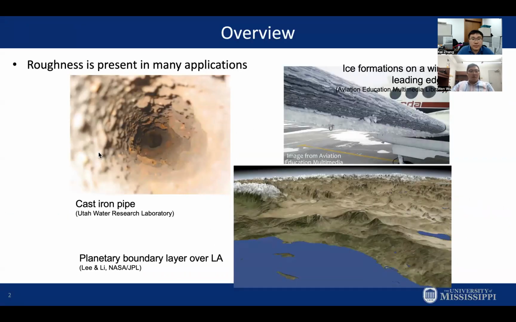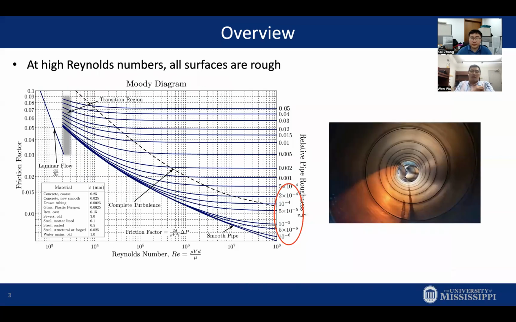For those of you who are not familiar with roughness, one important thing is that it's everywhere in our daily life. Here I listed only a few examples encountered in engineering applications. It covers industrial sectors like civil engineering, where pipes are widely used, the aviation industry, where we have this icing problem that many people are trying to tackle right now, and geological engineering, where the topology of the atmospheric boundary layer matters as a surface microstructure. And actually, besides those apparent rough structures, at high Reynolds number, all surfaces are rough.